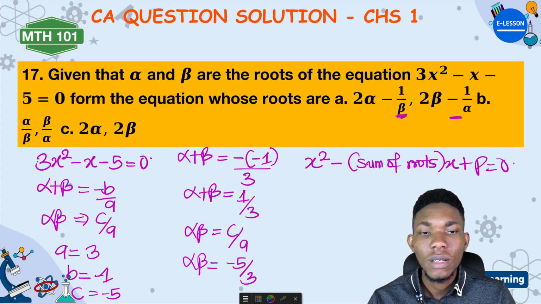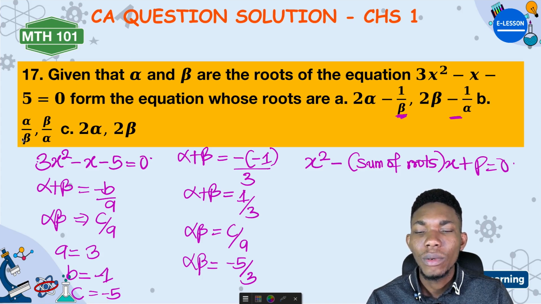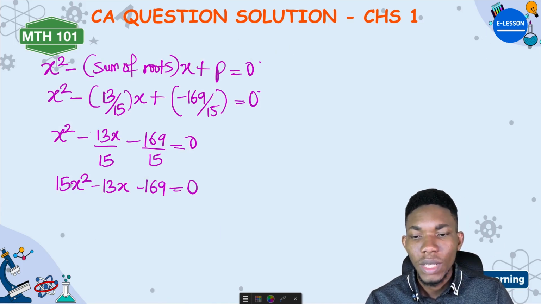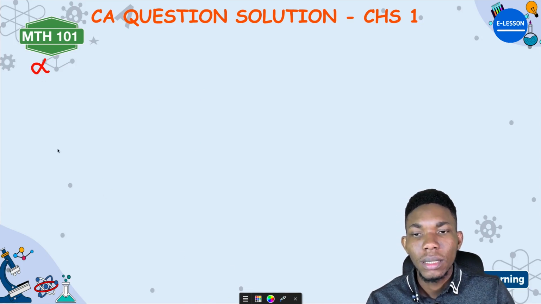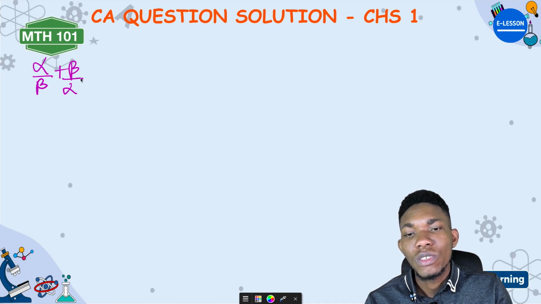Now let's look at the second question. The second one says alpha over beta, beta over alpha. So we must first of all find the sum of that one too. So alpha over beta plus beta over alpha. We have to find the sum. Add them together. To add them together, what are we going to have? The LCM of alpha and beta will be what?